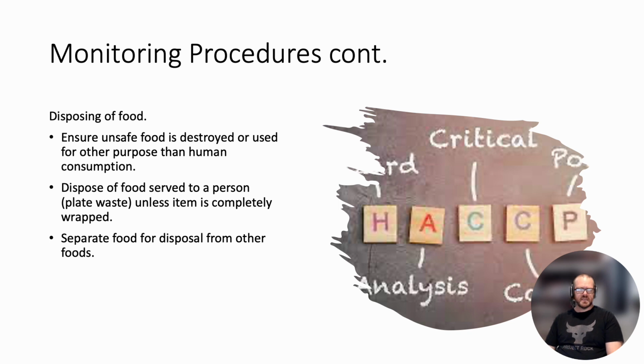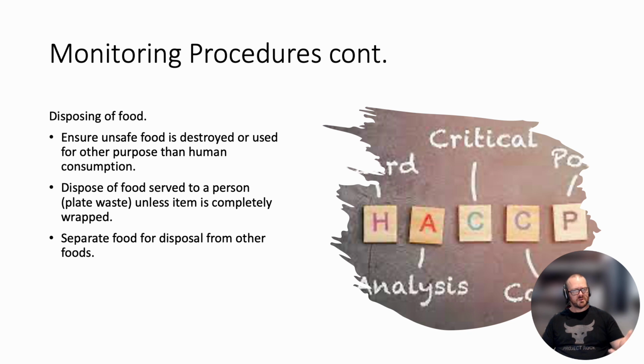And this last one here is about disposing of food. Okay, ensuring unsafe food is destroyed or used for other purposes than human consumption. Right, so what that point there means is, well, if we've got some food left over that is unsafe, maybe it goes off to compost. Okay, so destroyed sort of indicates it should go in the bin. Maybe it goes into compost, depending on what sort of business you're operating.